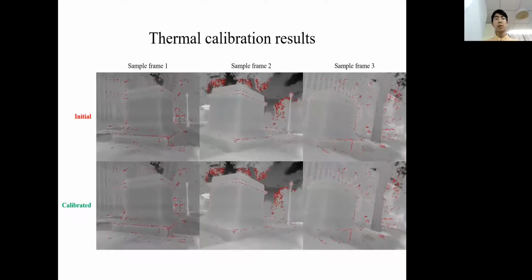So here is a comparison of before and after the calibration. The background images are the thermal images, and the red points are the reprojected stereo and laser edge points. We can see that the calibrated transformation gives a more accurate projection edge alignment, which indicates an accurate calibration result.